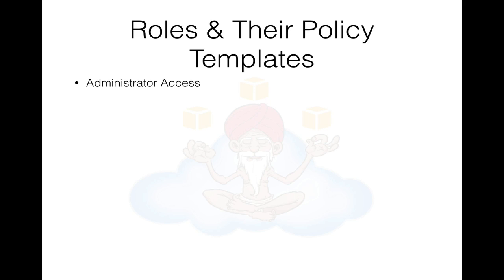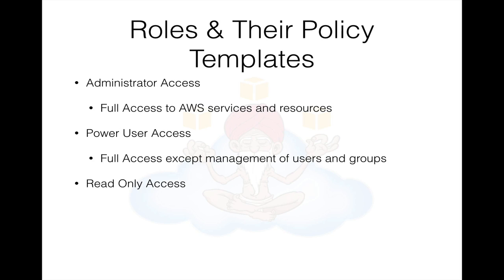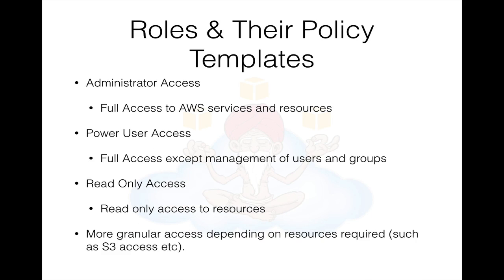Each role has a policy template, so we start with administrator access, which gives you full access to the AWS services and resources. We then have power user access, which gives you full access except for management of users and groups. And then we have read-only access, and this gives you read-only access to the resources. And then you've got more granular access depending on the resources required, such as S3 access, which I mentioned earlier.